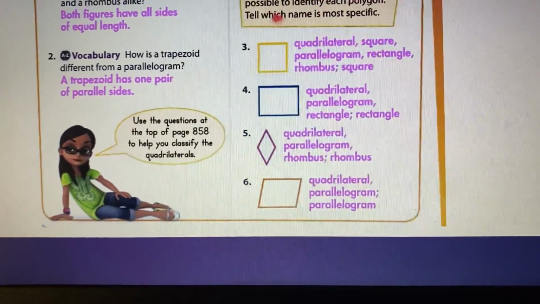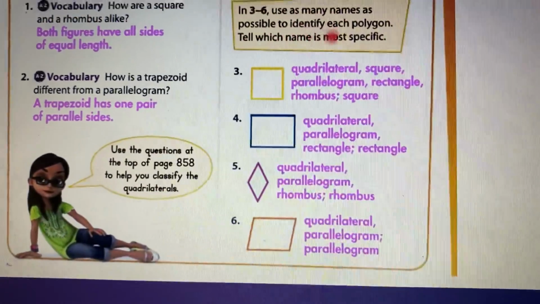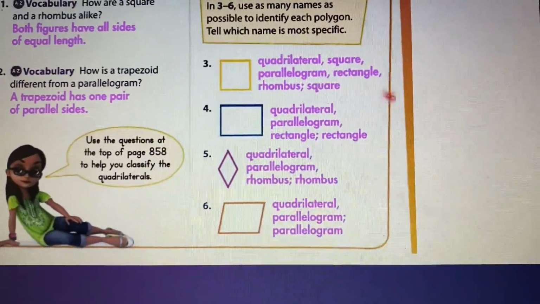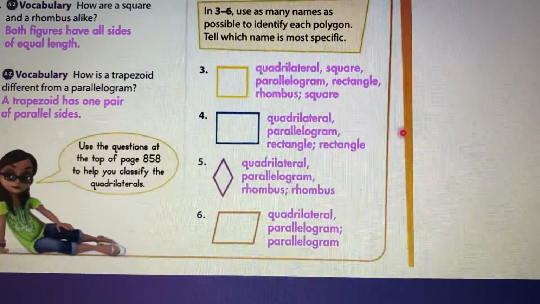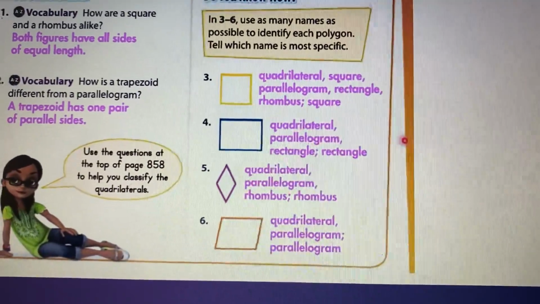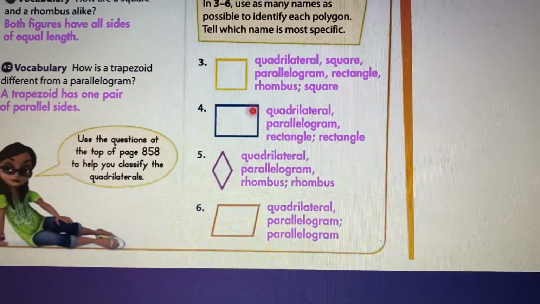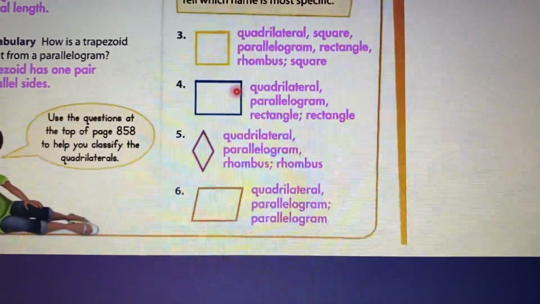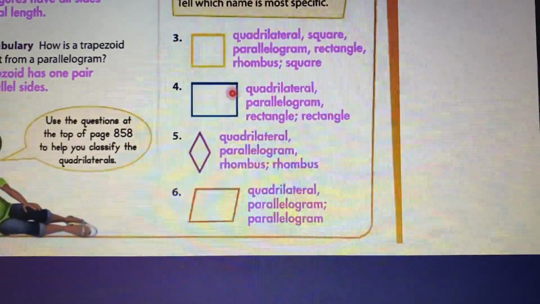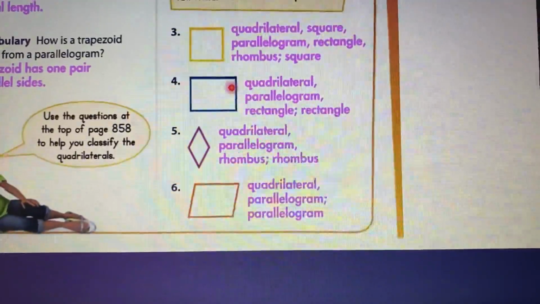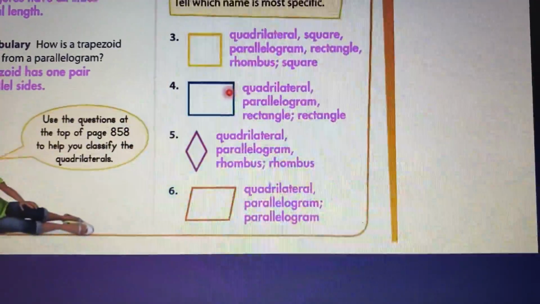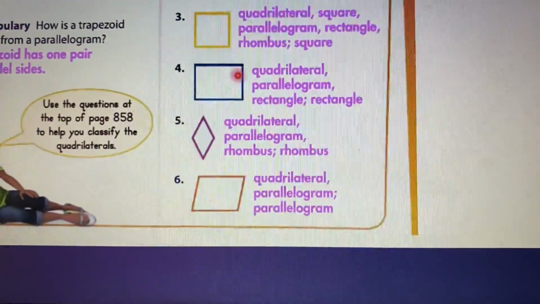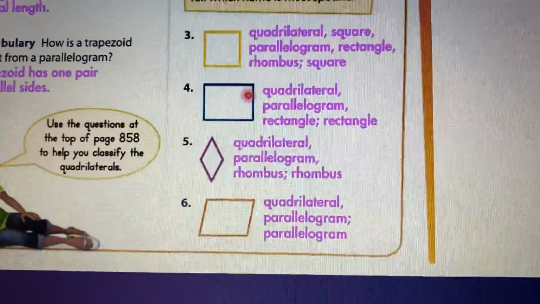Use as many names as possible to identify each polygon. Tell which name is most specific. Since they all have 4 sides and they all have 4 angles, immediately it is a quadrilateral. That's it. Done for all of them.